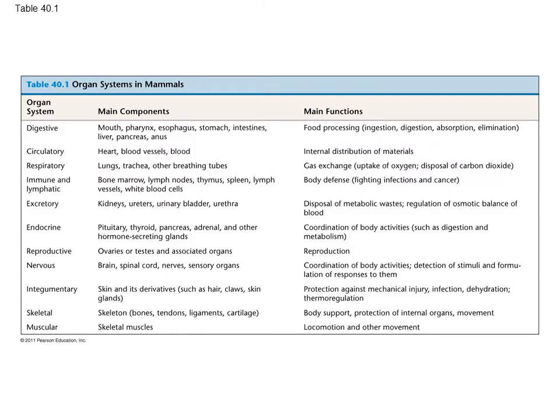Here's table 40.1, which shows and explains the organ systems in mammals, which we're going to go over in detail next week, and we're going to concentrate on the ones that are important for our class.